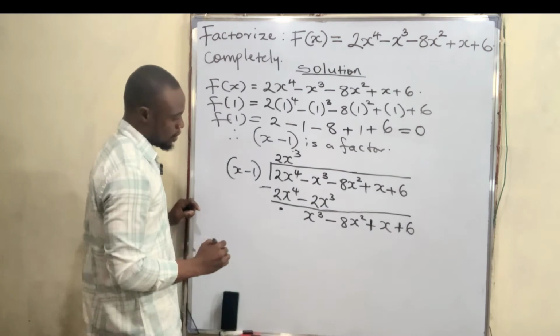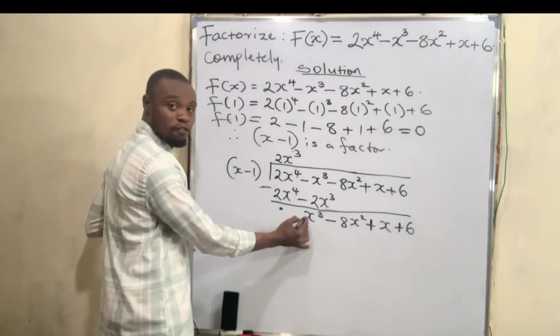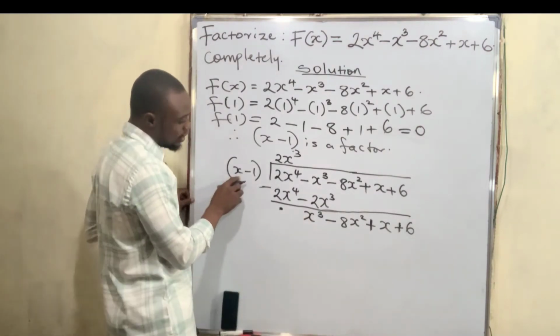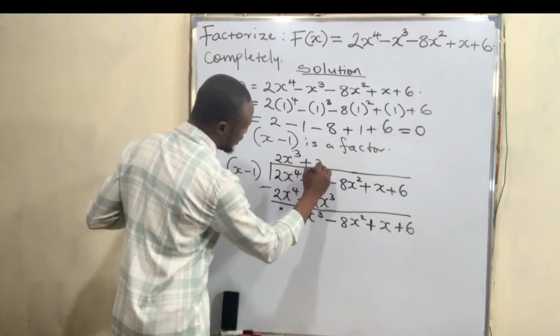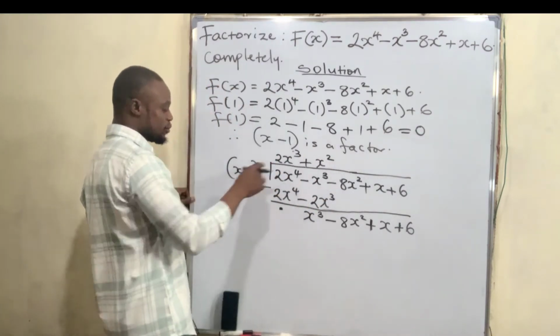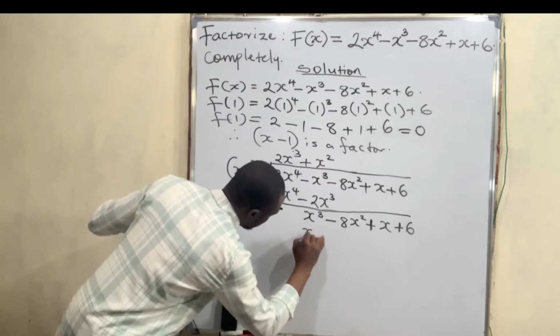Okay, again, x to the power of 3 divides x here, so we have a plus x to the power of 2, plus x to the power of 2 multiplied by x here gives us x to the power of 3.